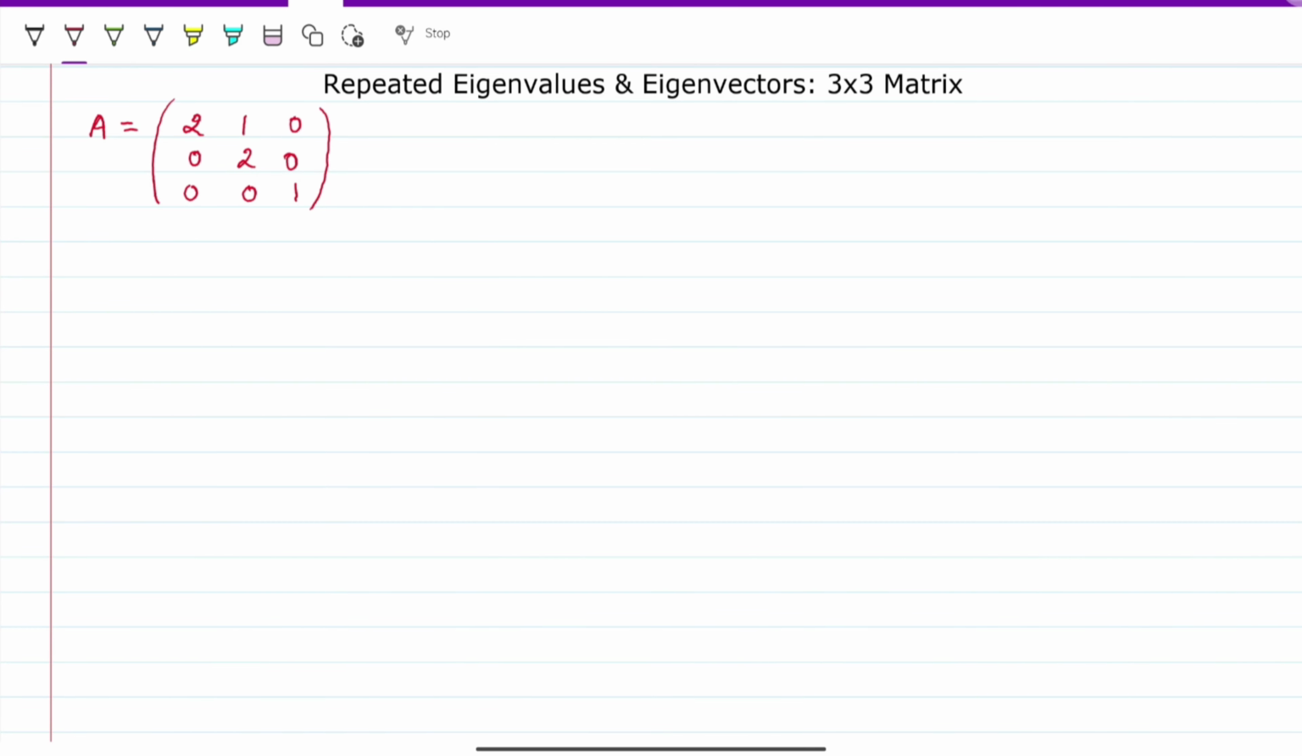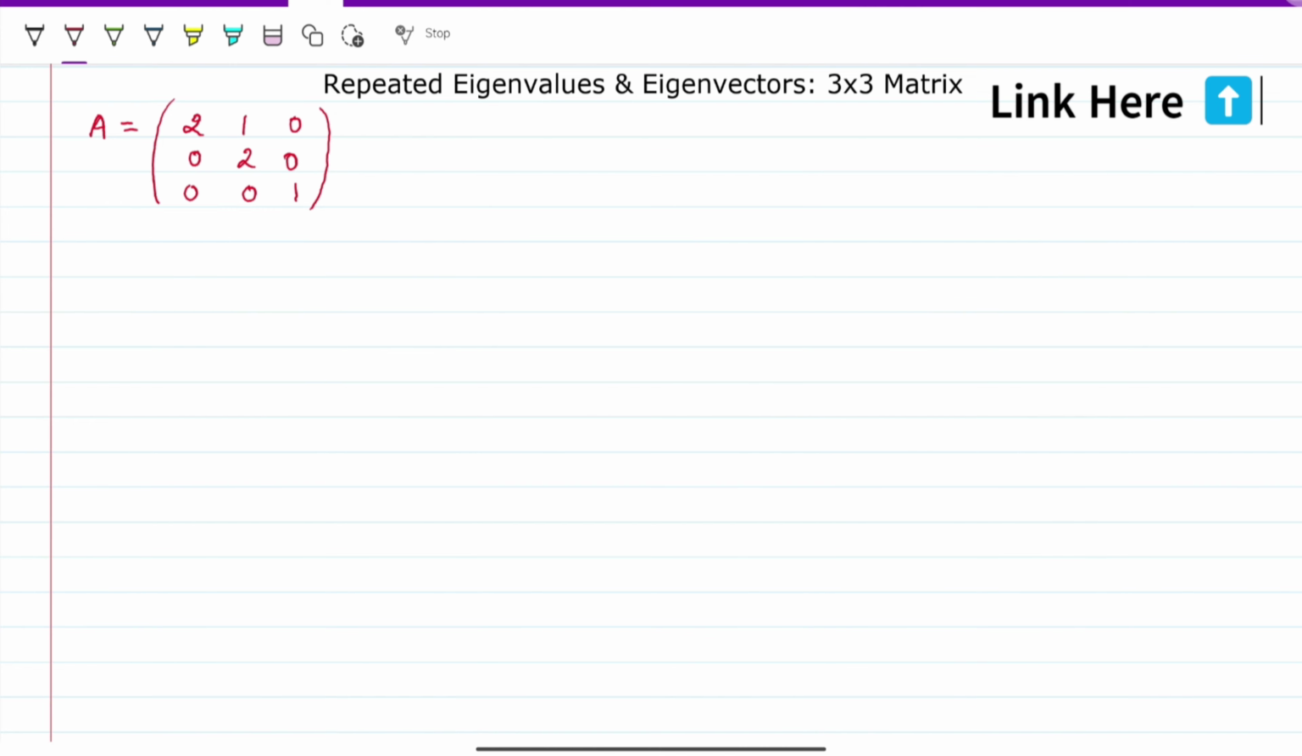Hey everyone, welcome back. In our previous video, we learned how to find eigenvalues and eigenvectors for 3x3 matrices with distinct eigenvalues. Today, we are tackling a slightly trickier scenario, repeated eigenvalues. This can introduce some interesting challenges, but let's break it down as we have done earlier for a 2x2 matrix. I have added the video here.